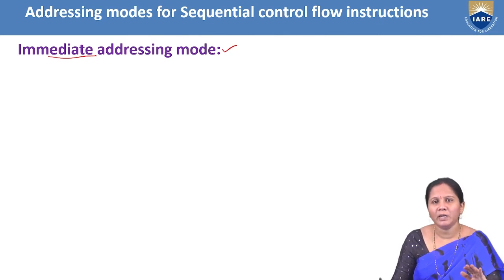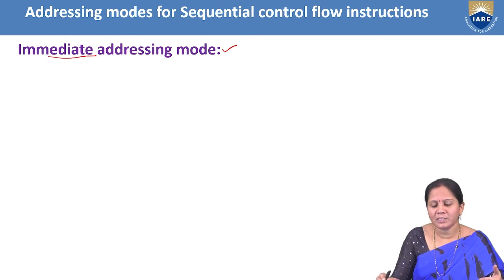That means the operand can be directly sent into a register or any other memory location. Immediate addressing mode: immediate data will be specified as a part of an instruction. So here in the addressing modes, what is important is what we are specifying as a part of an instruction. If you consider immediate addressing mode, immediate data is specified as a part of an instruction.